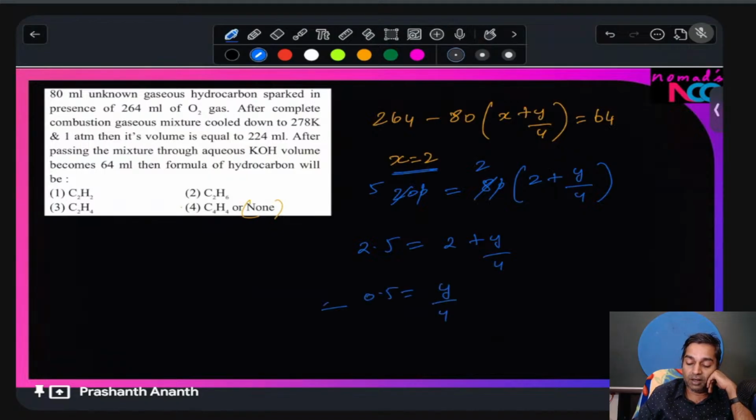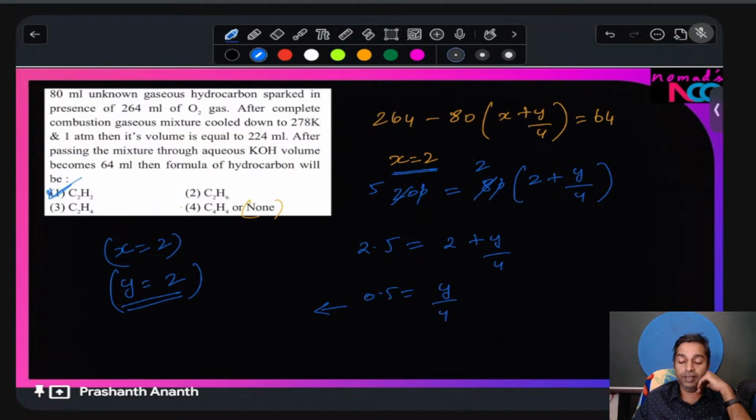Meaning this basically translates as y is equal to 2. So if y is equal to 2, x is equal to 2. So the answer is option 1. C2H2 is the compound in this particular case here. So this is basically how we proceed and solve here.